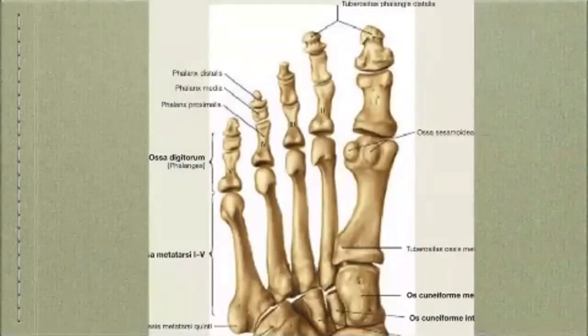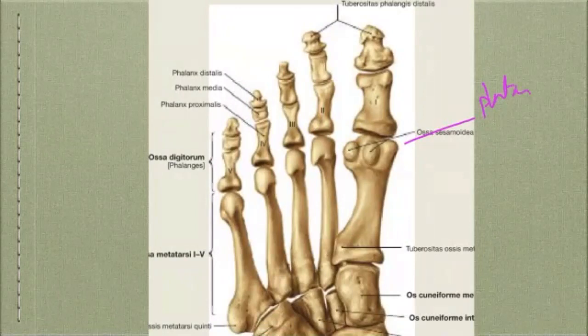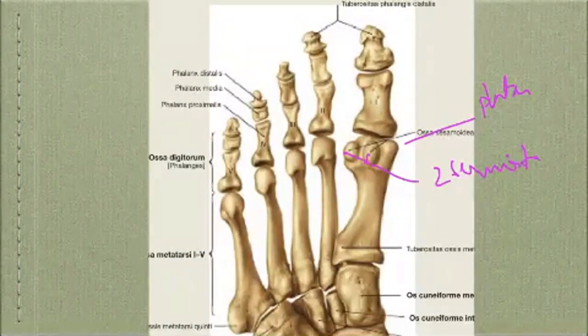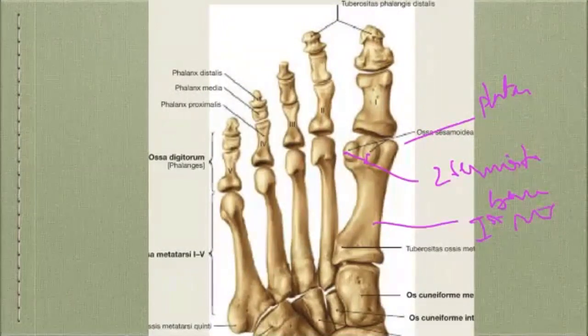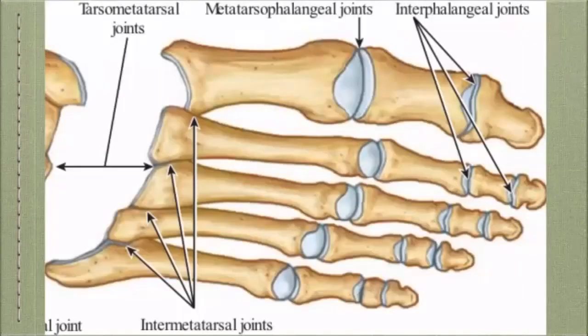See, this is the plantar view, right? So we have two sesamoid bones, medial and lateral sesamoid bones in the first metatarsal, right? So this is the plantar view. And so MP joints. The joints between the phalanges are called interphalangeal joints.